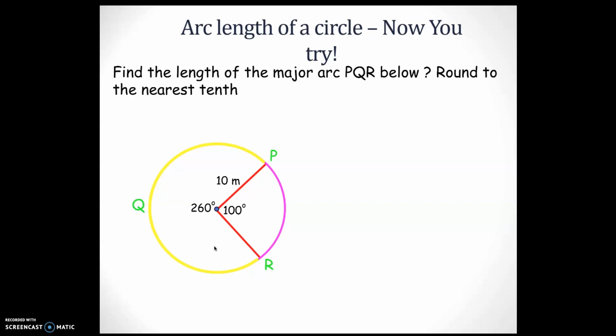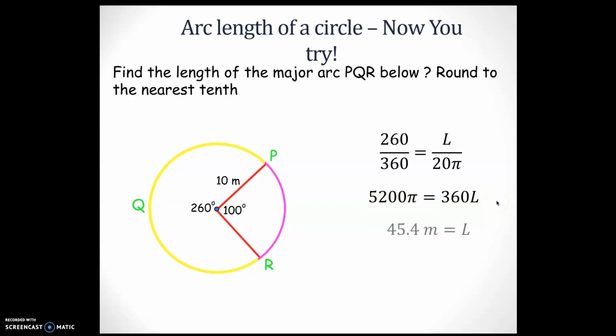Then we're going to set that up as 260 over 360. And that's going to equal the length of that arc, major arc PQR, out of 2 pi r. Here's your r, so 2 times 10. And then you're going to cross multiply. Notice that this one says round to the nearest tenth, so we're going to go ahead and put 3.14 in here to approximate pi. And then divide by 360, you're going to get 45.4 meters.